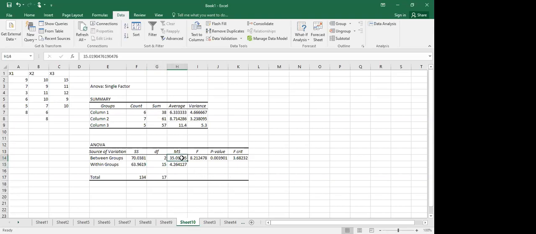This is the mean sum of squares between over the mean sum of squares within. Essentially, the distribution is an F distribution. So the test value is 8.21 and the p-value is 0.0039.